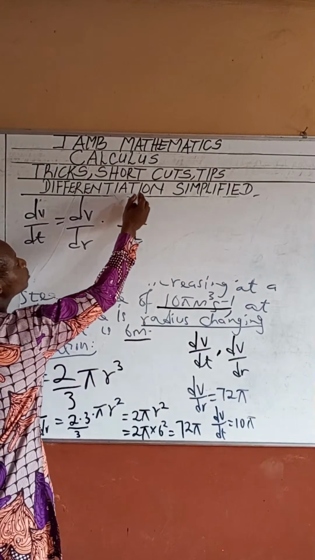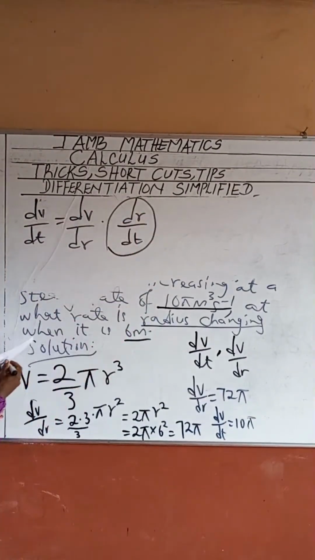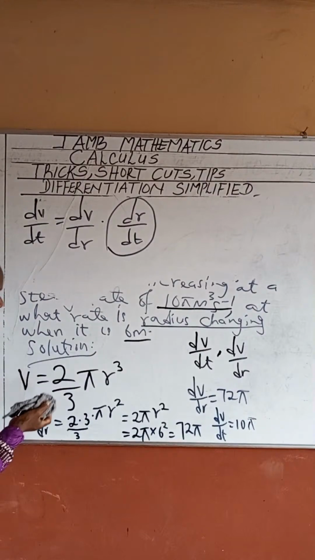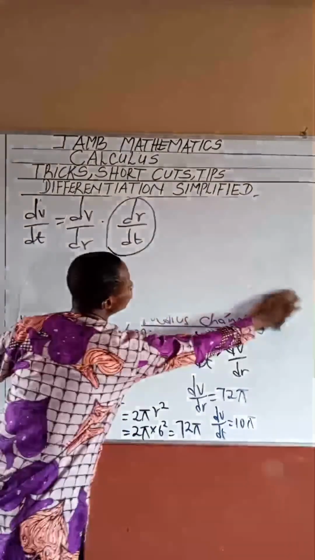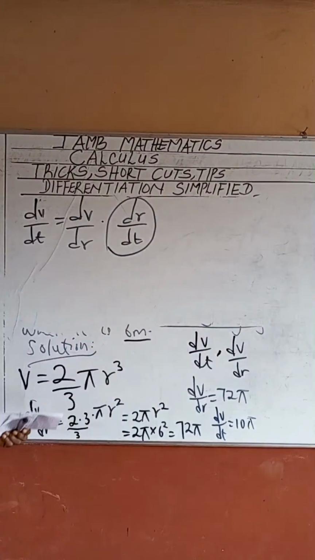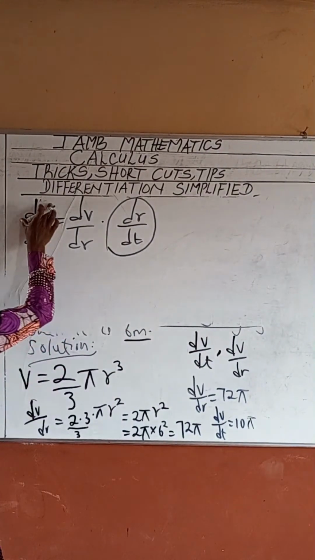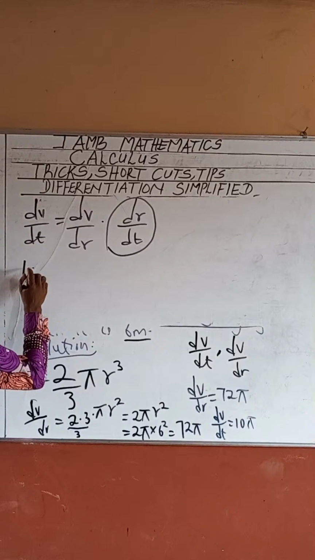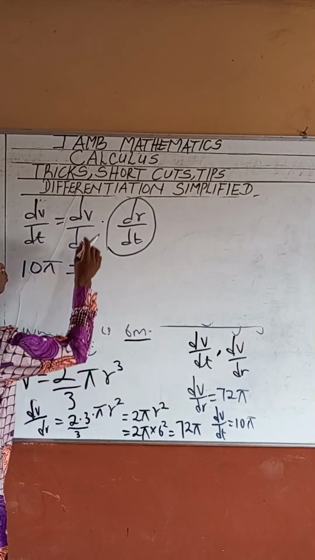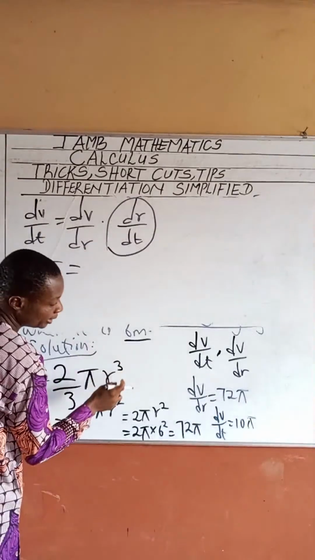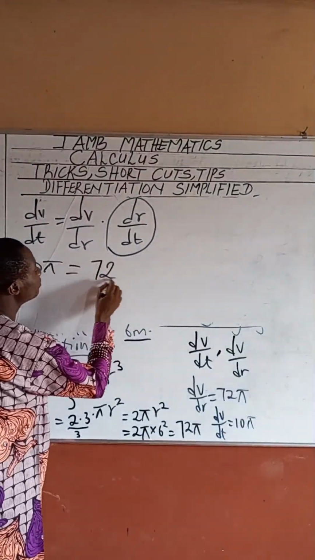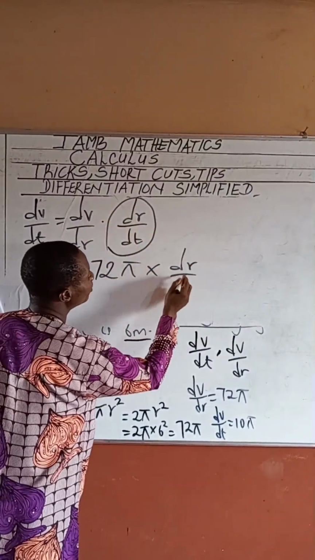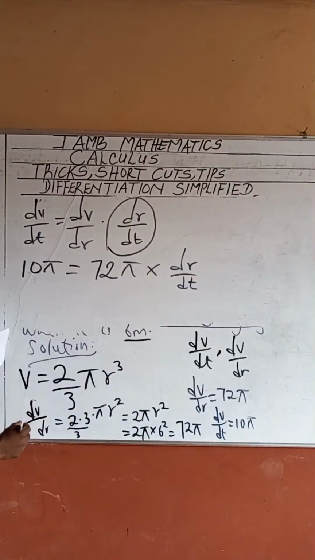Now we are looking for this one here, the radius changing. So let's quickly find it without wasting much of our time. What we have to substitute: dV/dt is 10 pi. So write 10 pi here. 10 pi equals dV/dr, which is 72 pi, then times dr/dt. You see that now?